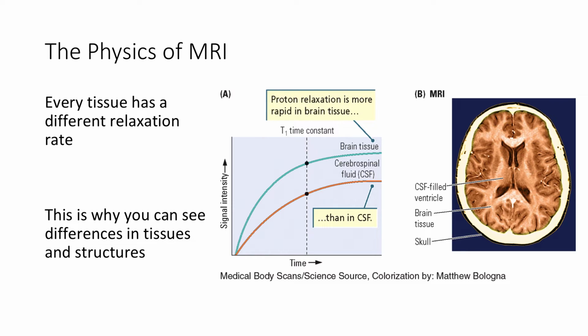For example, in a T1 weighted image, fluids are darker and brain tissue is lighter. In another type of image, which we call T2 or T2 weighted images, fluids are lighter and the brain tissue is darker.